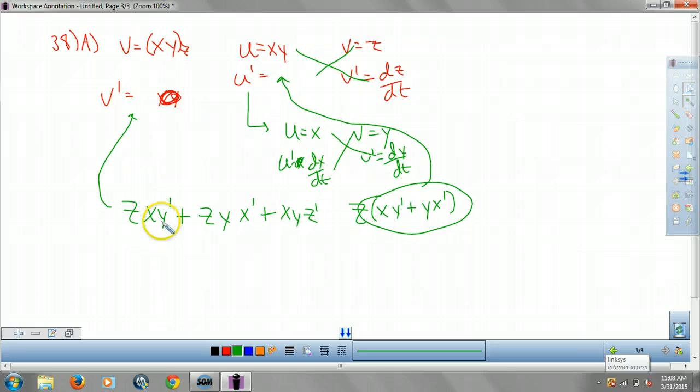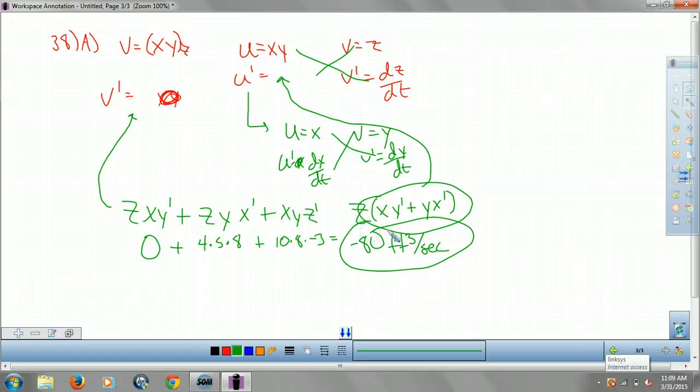Then you just plug in your numbers. Oh, I did this in completely different order. Well, y prime is 0, so this whole thing is 0, right? Plus z y x, so that would be 4 times 5 times 8 plus 10 times 8 times negative 3. And when you multiply that out, you end up with negative 80, and that's going to be feet cubed per second, because we're volume, right? Yeah, we are. Check.